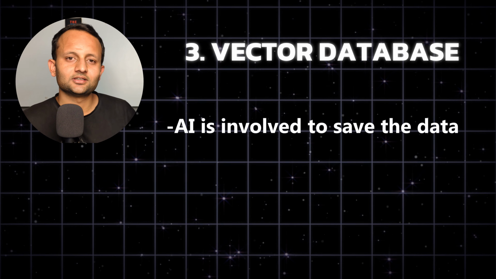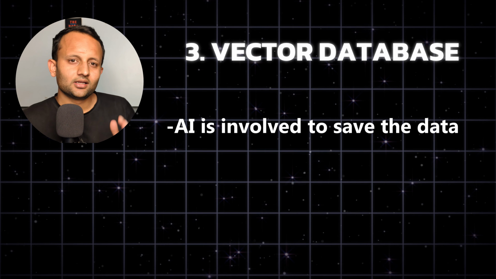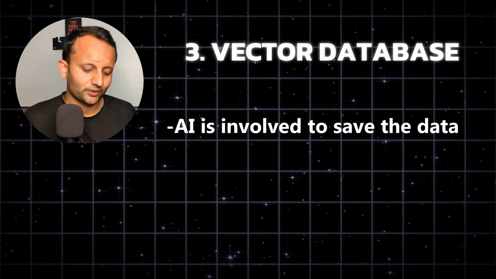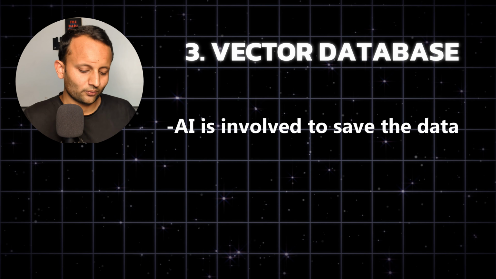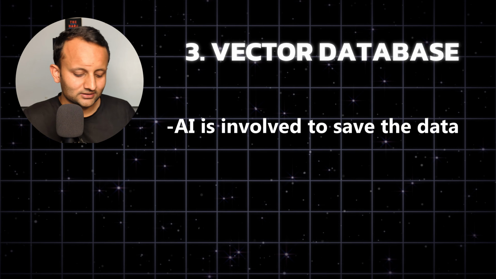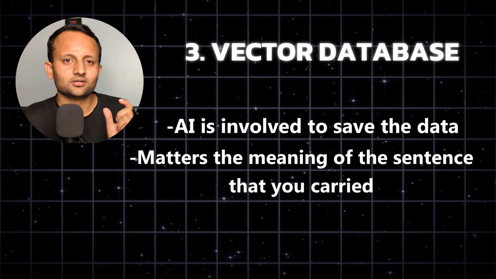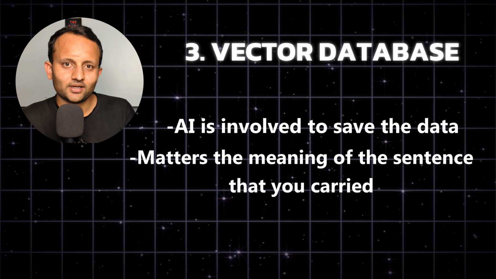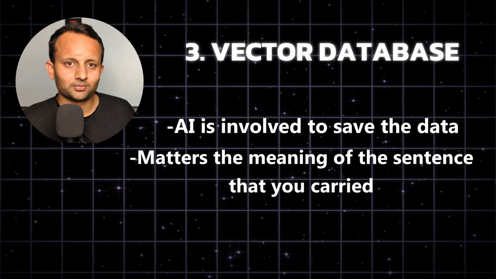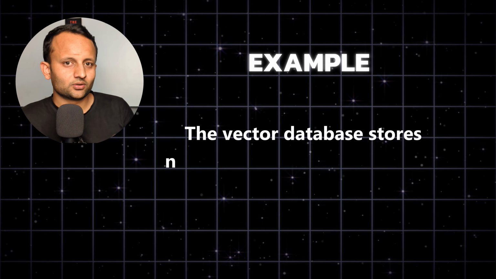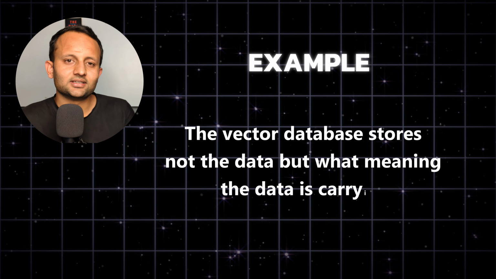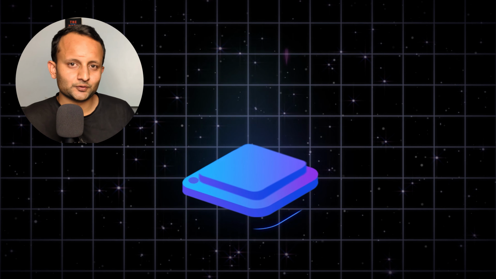Now there come the vector databases. Vector databases are slightly different from NoSQL and SQL. Why are they different? In vector databases there is an AI involved to save the data. Vector databases are something where what matters is not what you exactly said, but the meaning of the sentence that you carried. If I give you a very layman example, vector databases store not the data but the meaning the data is carrying. So how is AI used in vector databases?